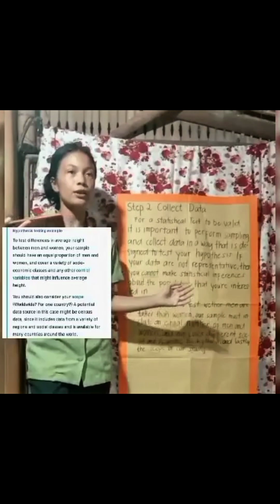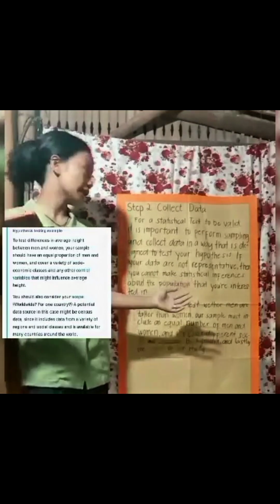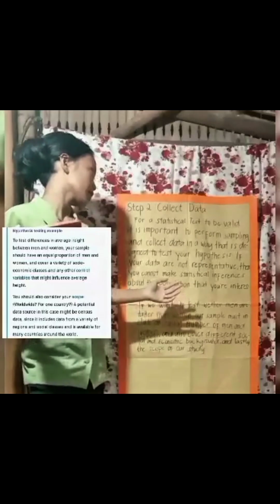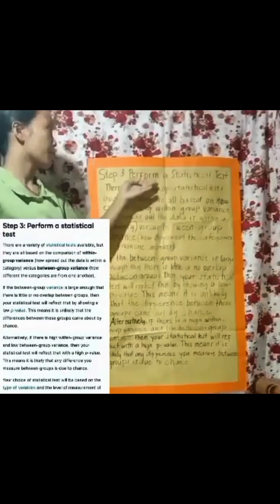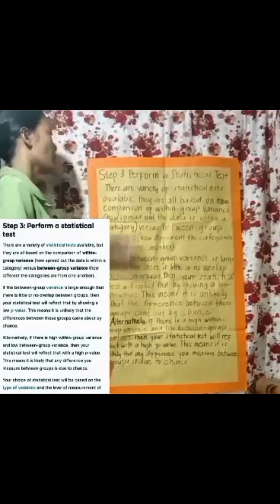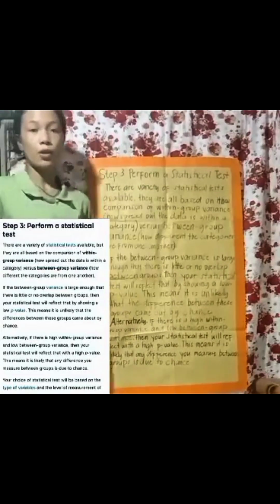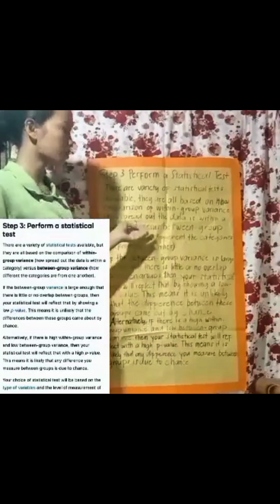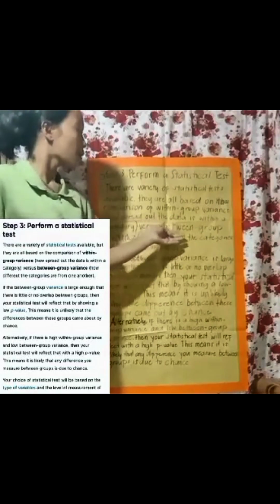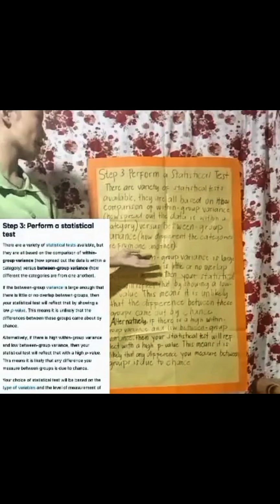We have to gather data that is properly representing a whole population. Next is the subgroup. Perform a statistical test. There are a variety of statistical tests available. They are all based on comparison of within group variance or how spread out the data is within a category versus between group variance or how different the categories are from one another.